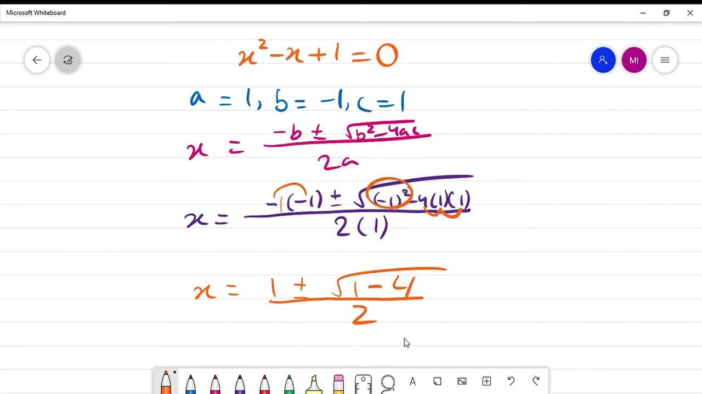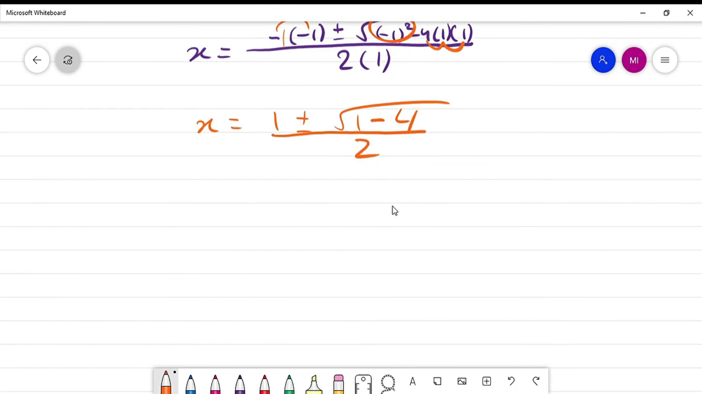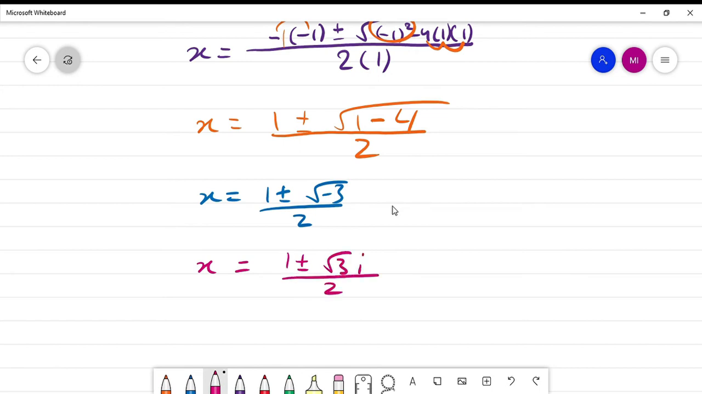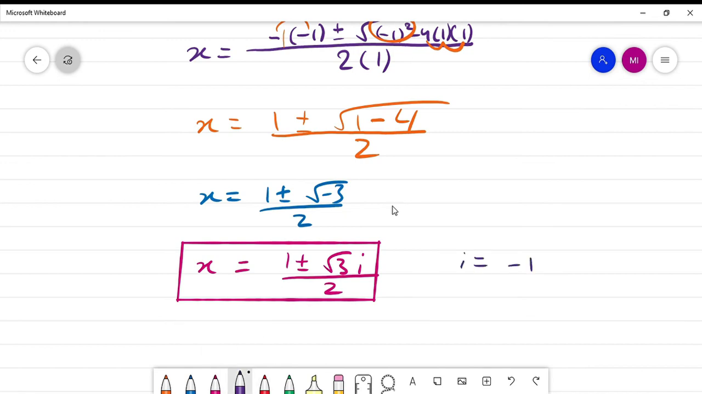Divided by 2. x is equal to 1 plus minus under root of negative 3 divided by 2. And so, yeah, we can also write this as x is equal to 1 plus minus under root of 3 iota divided by 2. And you guys probably know that iota is equal to under root of negative 1. And yeah, that's why we wrote it like this.